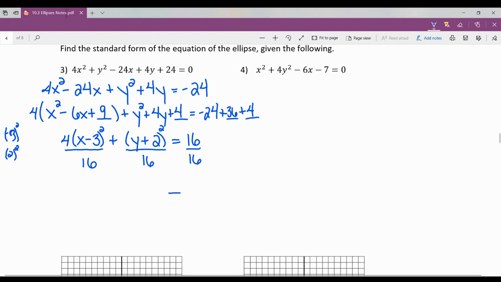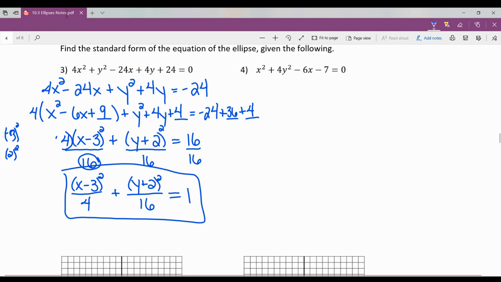So the right-hand side is going to equal 1. Then we've got y plus 2 squared over 16 plus, and now I have this 4 and this 16, they're going to reduce, so divide both of them by 4, so it's just going to be up top, x minus 3 squared over 4. And that is my equation in standard form.